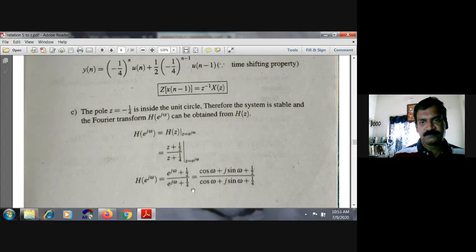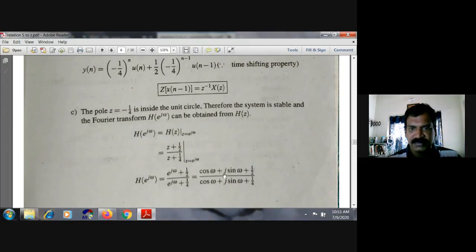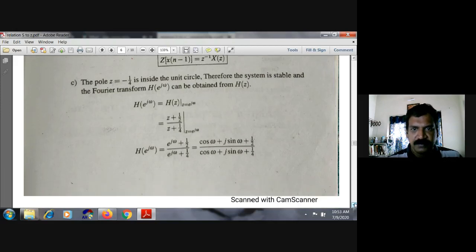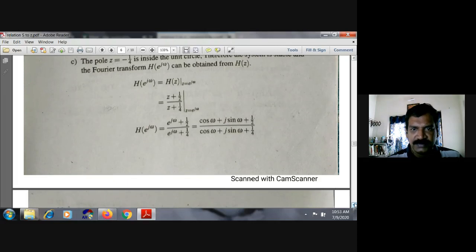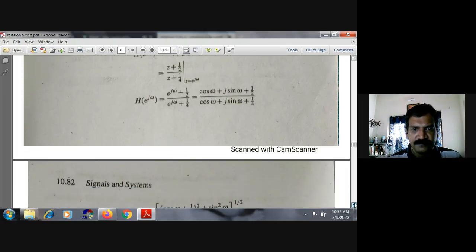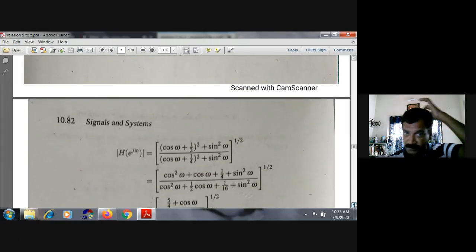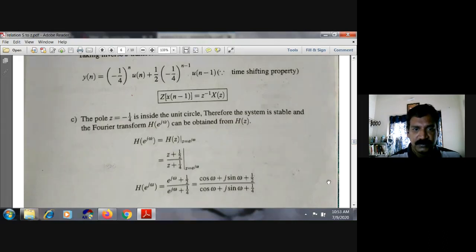Here, conveniently, we can split e raised to j omega into a cos term and a sin term: cos omega plus j sin omega plus half in the numerator, and in the denominator cos omega plus j sin omega, similarly plus 1 by 4. This is our Fourier transform. For finding the response, we take the magnitude response and the phase response.